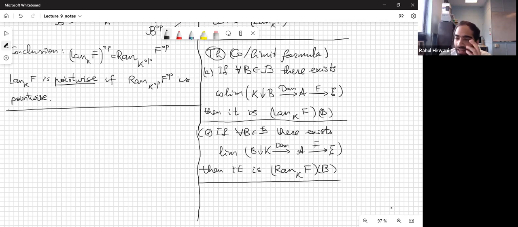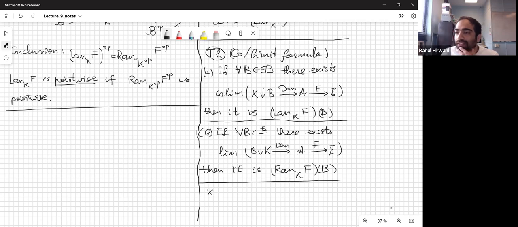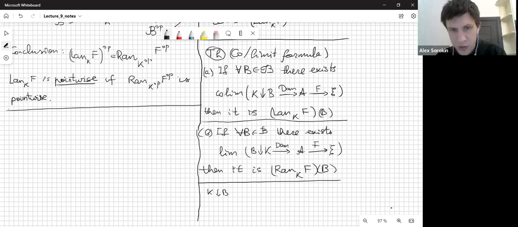You have two B's there, right? One is the category, one is an object. Yes. So here B is a curly B, and here B is an object. But you're thinking of it as a constant functor, right? Of course. So K over B is a category whose elements are K of A to B, and B here.